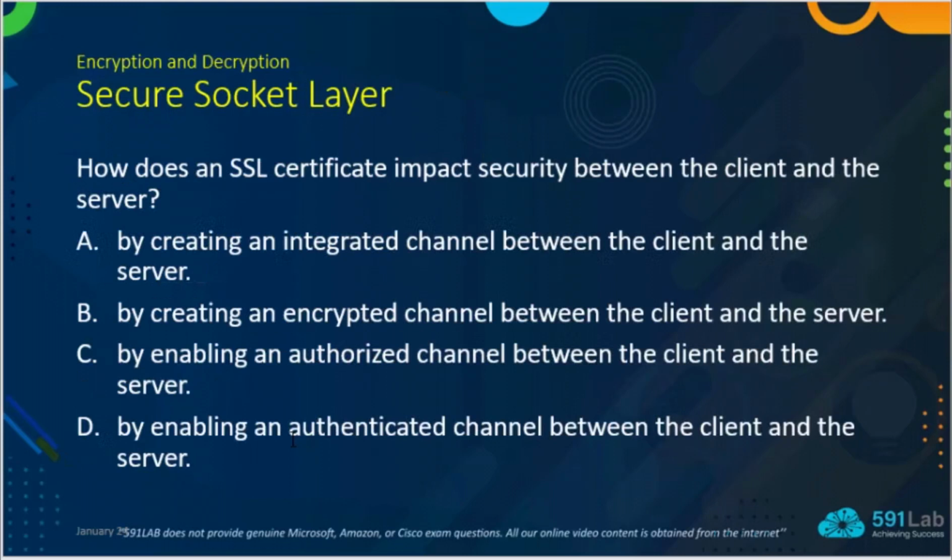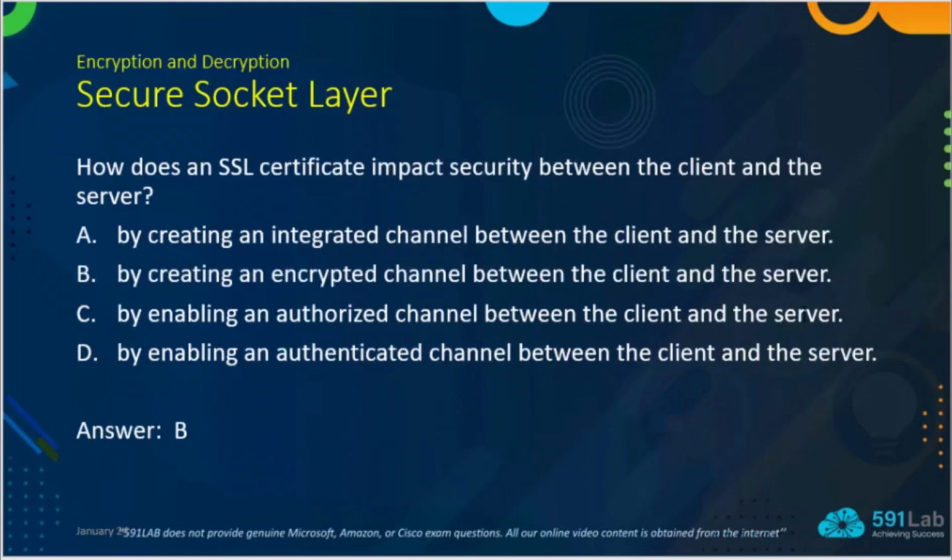Next question: how does an SSL certificate impart security between the client and the server? Already we have shown you, using OpenSSL, what happens whenever we are using SSL and TLS. Without wasting too much time on this question, we can see that option B, by creating an encryption channel between the client and the server, is exactly what it's doing. So it's creating an encryption channel between the endpoints. Option B is our answer to this.